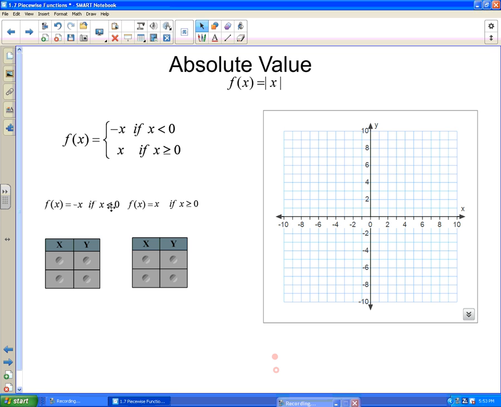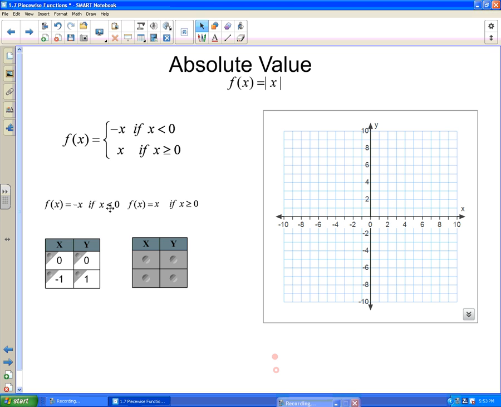Here, if x is less than 0, this tells me start with 0. So I'll put a 0 in. So in this function, f of 0 would just be 0. And then I want to pick another x that's less than 0, so I could pick -1. And if I plug in -1 here, I get a 1 to come out. So let's look at this.